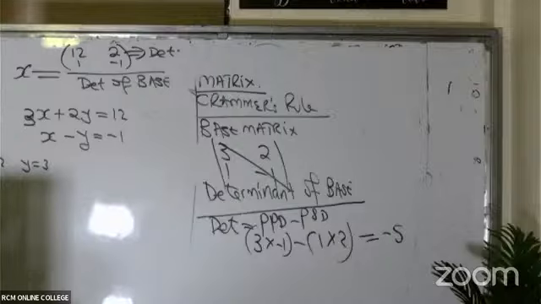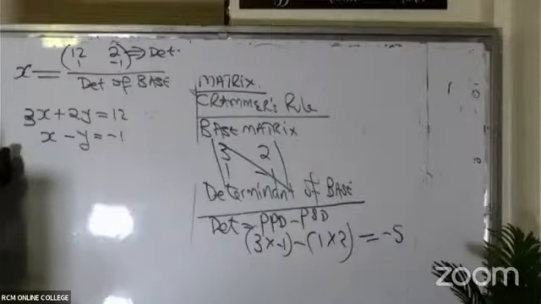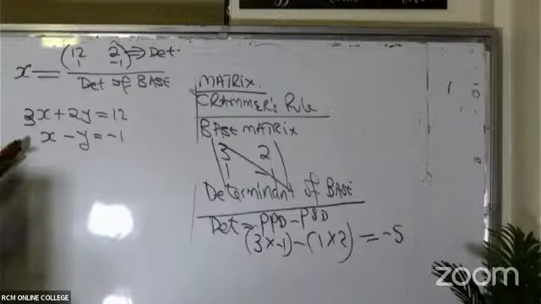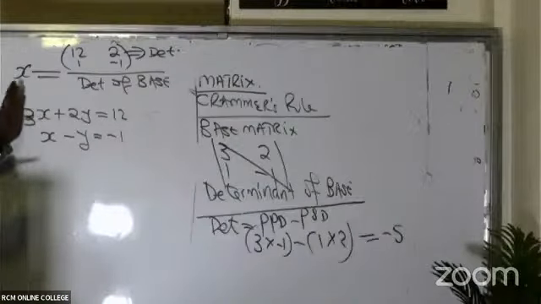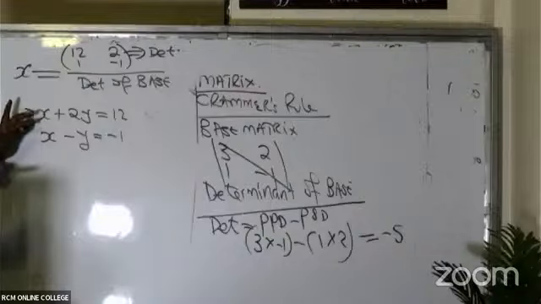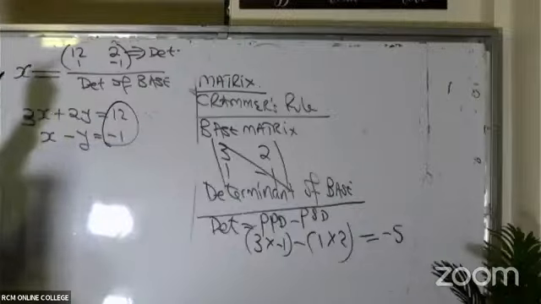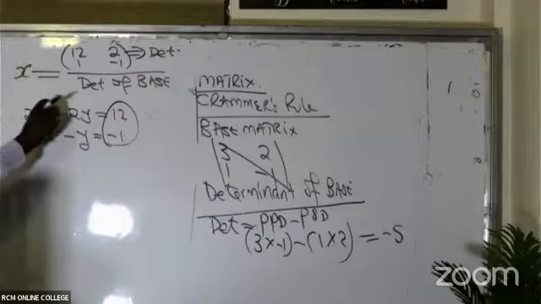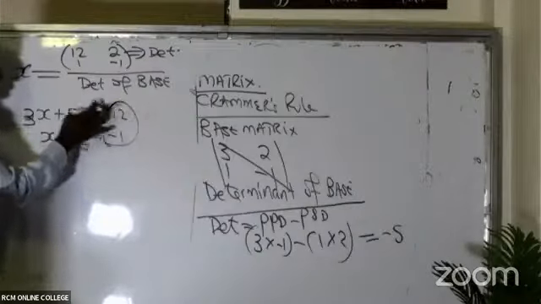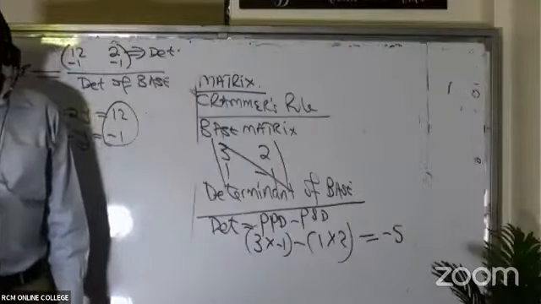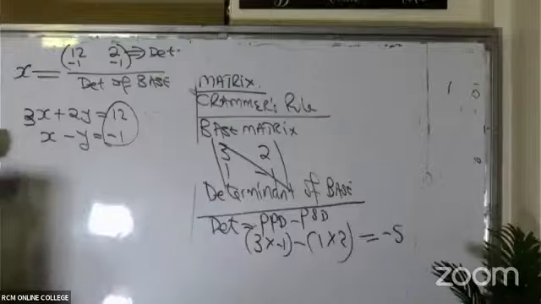Now let's go ahead and get the value of x. How do we get the value of x? To get the value of x, we have to replace the column of x. It's very good that you came in, because the column of x that we are bringing to replace here should be 12 and minus 1. Thank you, great. Many thanks to you.